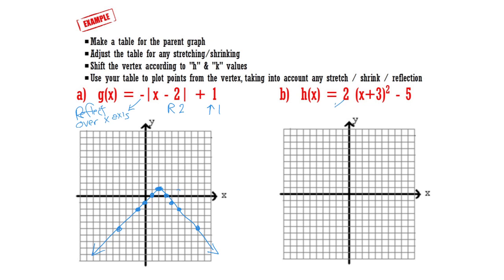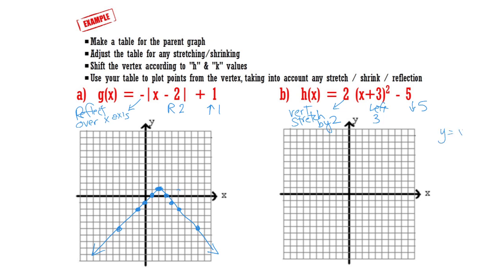So this 2, that's a vertical stretch by 2. This is going to take it left 3, and this is going to take it down 5. Okay, so I don't think you have a bunch of space on the right, maybe you have to put this on the left, but I'm going to put it right here.